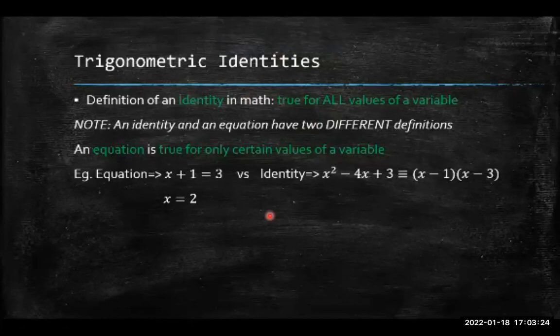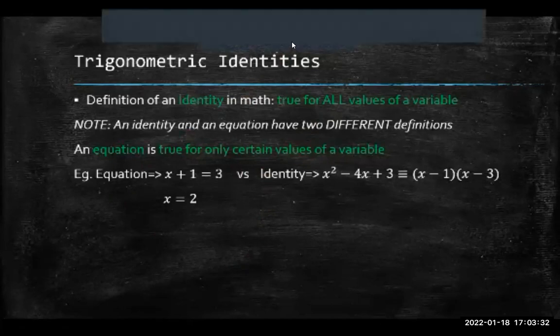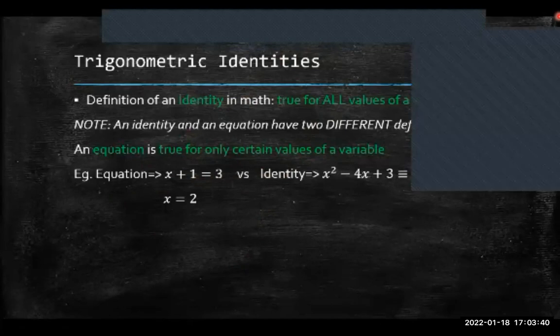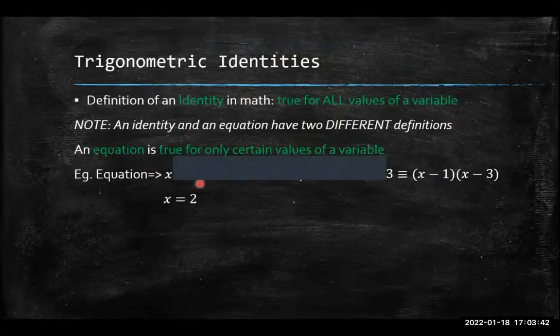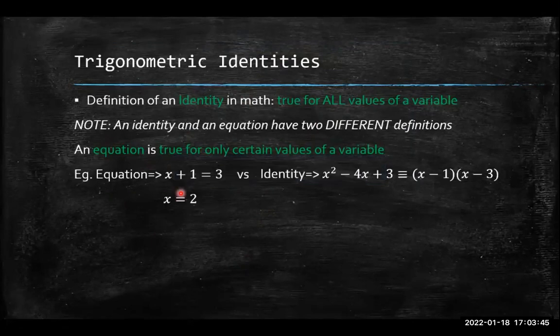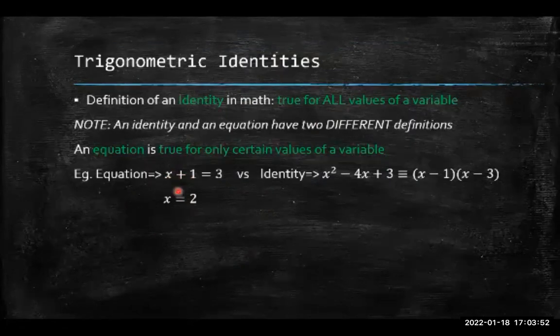But what exactly is the difference? Well, an equation is true for only certain values of a variable. Example, if I gave you that x plus 1 is equal to 3, and I ask you to find the value of x, that's easy, right? You transpose. Transpose just means to make something the subject of the formula, right? So if you want to find the value of x, you make x the subject of the formula. You're trying to get x by itself. So what would you do? In this case, if I have x plus 1 is equal to 3, I would minus 1 on both sides. So my answer is x is equal to 2.